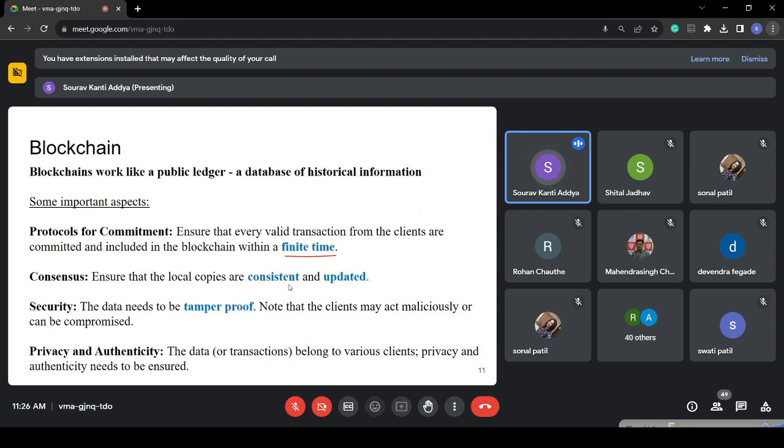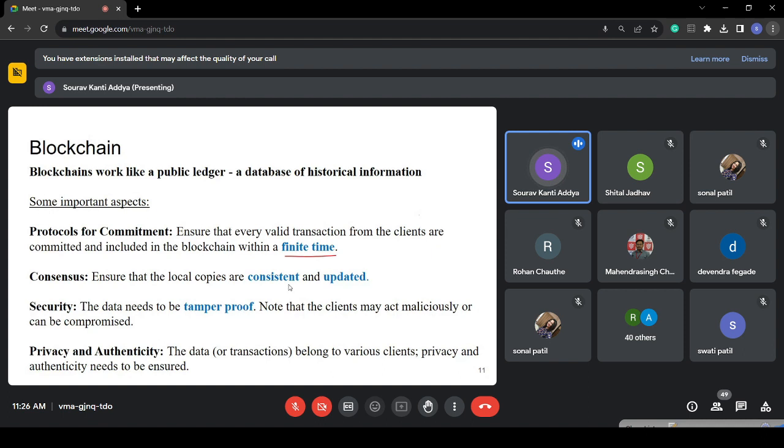So that's why protocol for commitment should happen within a finite time. It looks like you have committed to your friend that you will do a job for them tomorrow. If you do not do that thing, that means you failed to keep your commitment. So here also, if some transactions happen between two peers, then they should happen within a finite defined time.